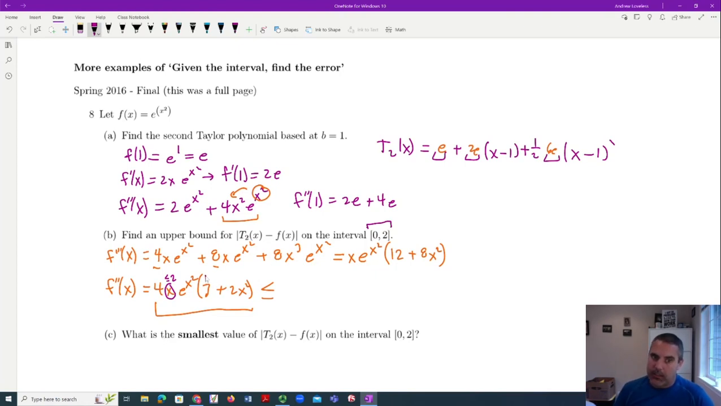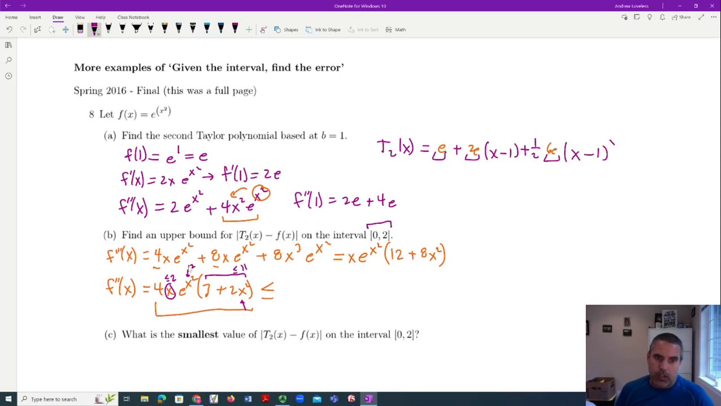I know that this collectively is less than or equal to, if I plug in a 2 here, that's the biggest that's going to be. So if I plug in a 2 there, I'm going to get 8. I'm going to get 11 here, I think. This is going to be 8 plus 3. And then lastly, the biggest I can get here is a 2.